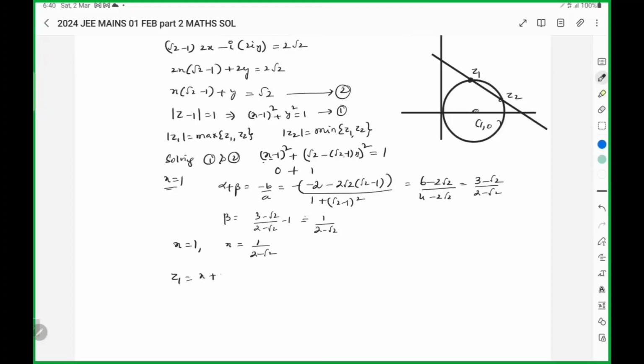One complex number is when x is 1. When x is 1, you substitute in any equation, and y becomes 1. So this is one complex number. z2 will be 1/(2 − √2) plus i into... So substitute in any one of the equations.